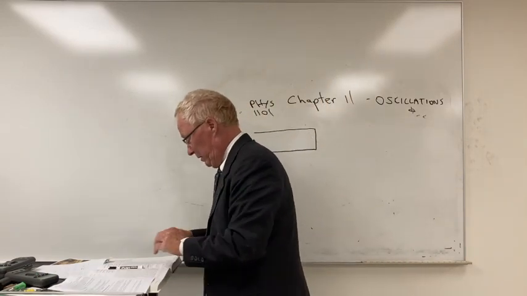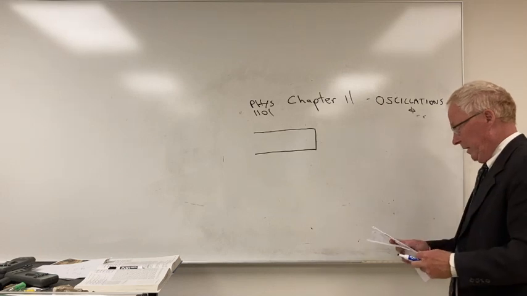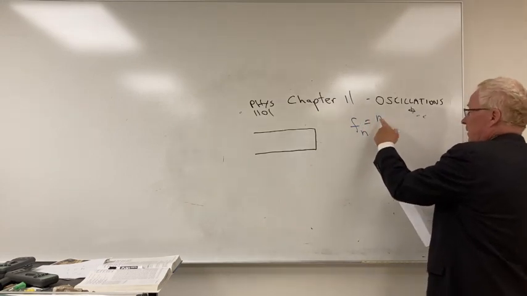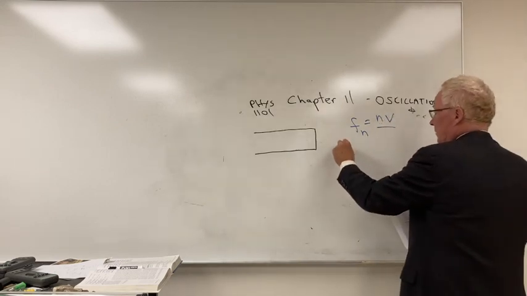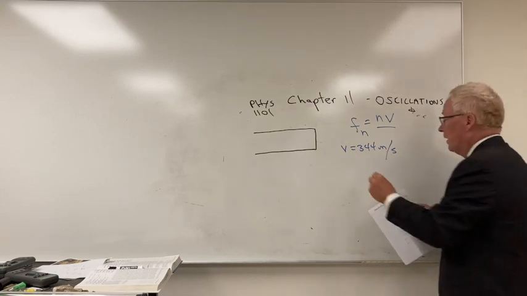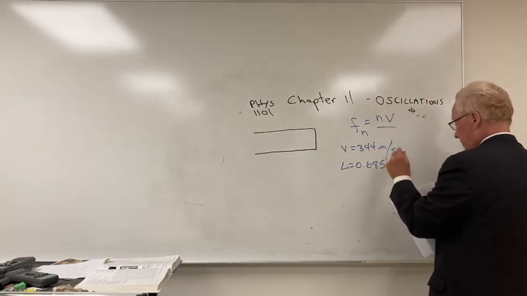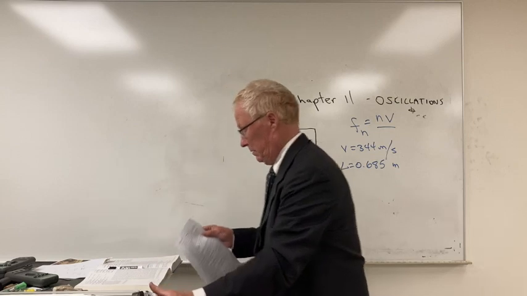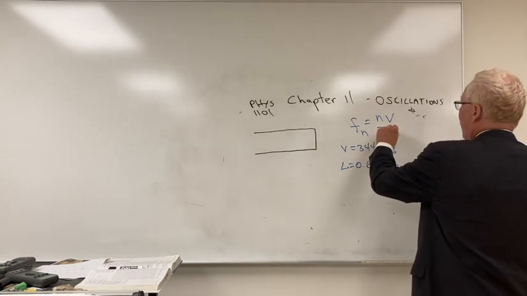What we're going to notice is when we have a standing wave, the formula for that is given by F_n, where n is the number, 1, 2, and so on, times the speed v, which is the speed of sound, 344 meters per second. You can see this in the handout. L is 0.685 meters. That's the length of the tube that we are going to be using here. And the formula is nv over 4L.